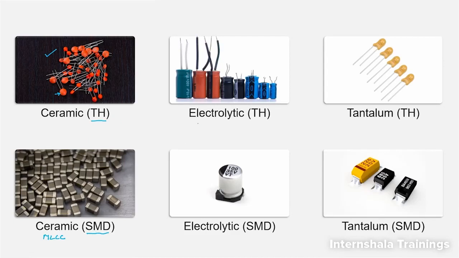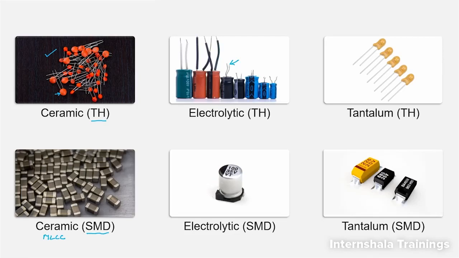After that, the next one is electrolytic through-hole capacitor. So this is how the electrolytic through-hole capacitor looks like. And again, we have used these capacitors in our design, in our hardware. Based on the value of capacitor, the size is going to be different, which you can observe here. Okay, and these are the terminals of the electrolytic through-hole capacitor. And this is how the electrolytic SMD capacitor looks like.